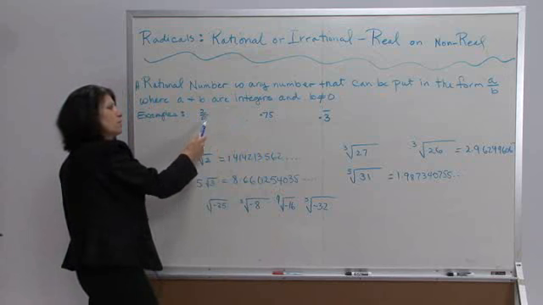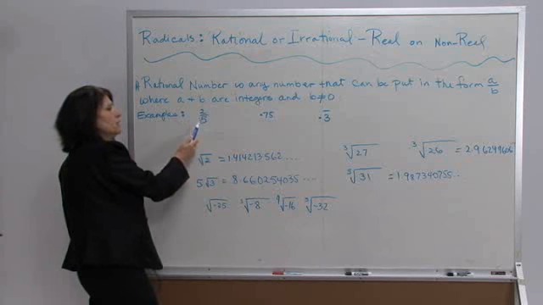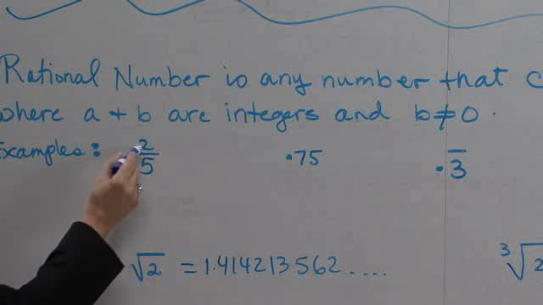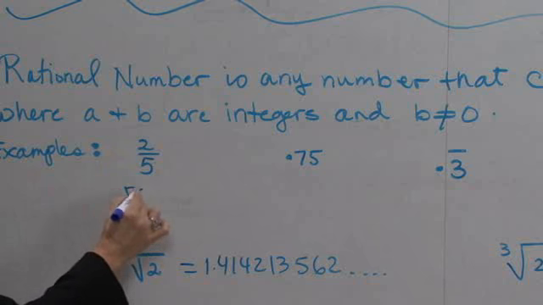Sometimes you're given the number in fraction form, like 2 over 5. 2 is an integer, 5 is an integer. So you're dividing an integer by an integer where the bottom integer is not a 0. So I classify this to be rational.